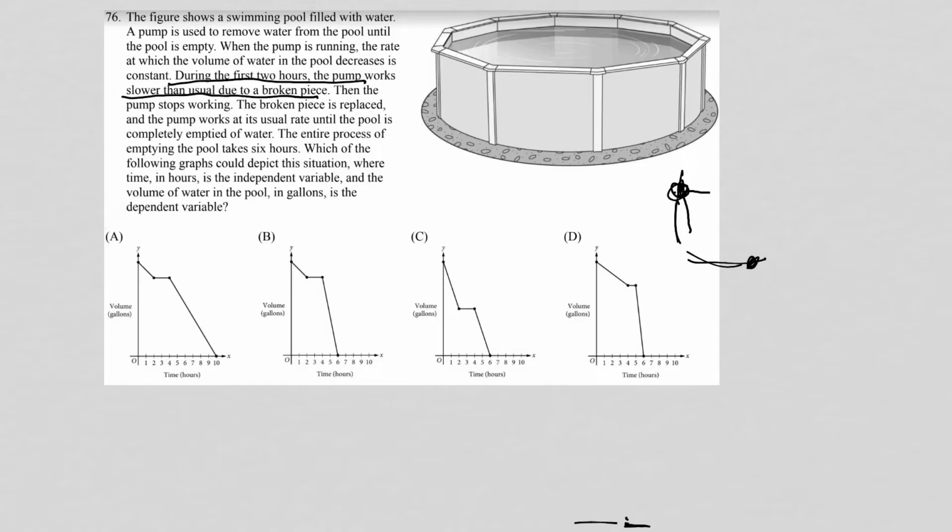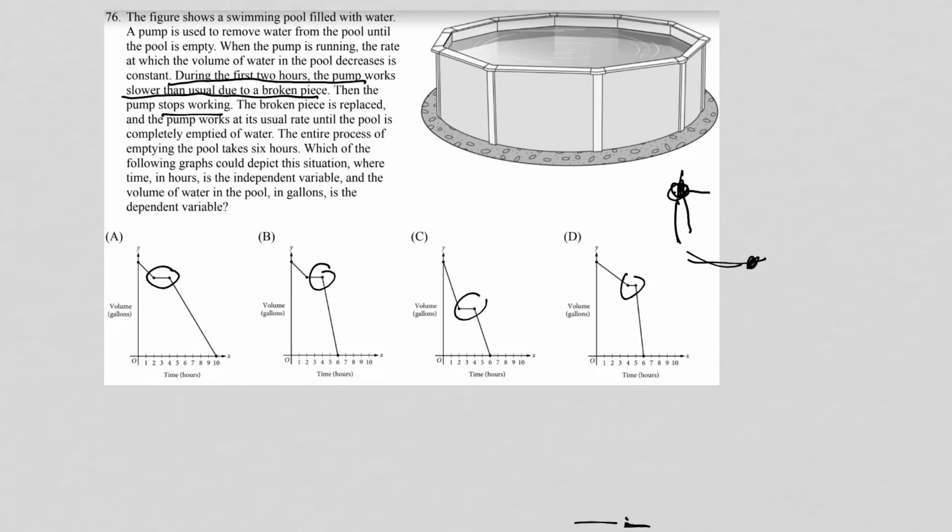Because they give more information. Then the pump stops working. That's why you've got this flat spot, but that's in actually all of them. So the broken piece is replaced. The pump works at its usual rate until the pool is completely emptied. The entire process takes 6 hours.